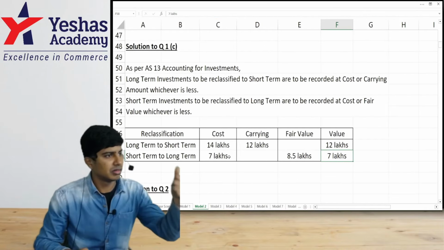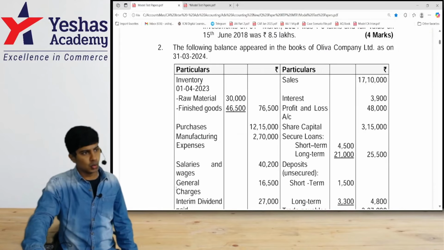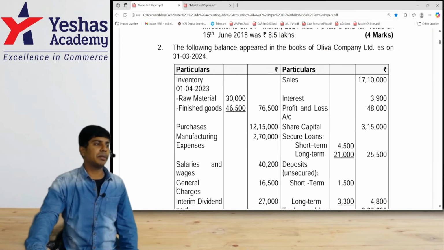I hope you've written. Let's now solve question number 2 from our model test paper 2. This question is on preparation of financial statements as per Schedule 3. Let's begin. The balances appeared in the books of Oliva Company as on 31st of March. They've given a trial balance. Don't break your head on this. Don't waste your time and energy reading this. Quickly come to the adjustments and spot the items in the trial balance which have adjustment, make a marking, and then start solving them from the beginning.